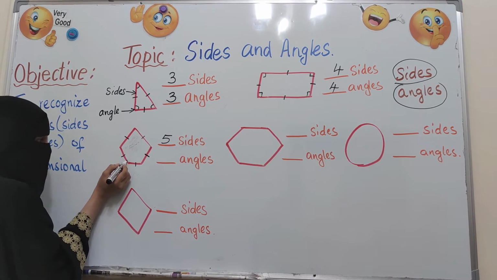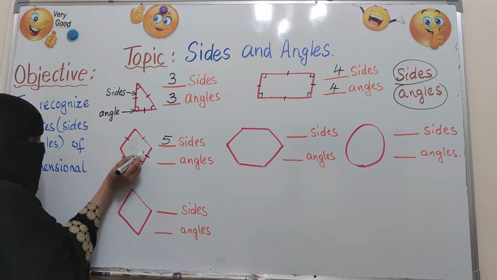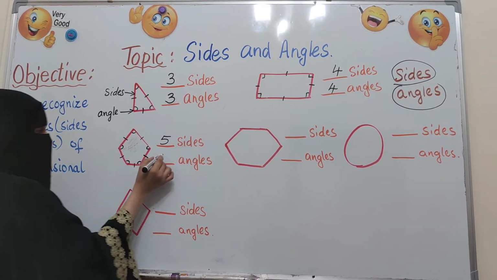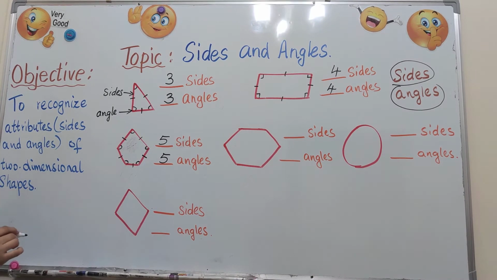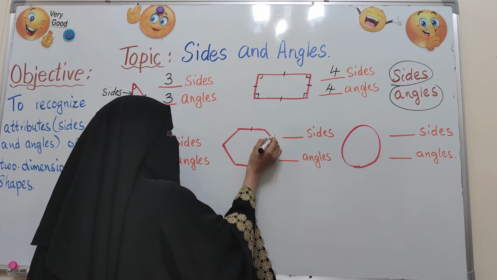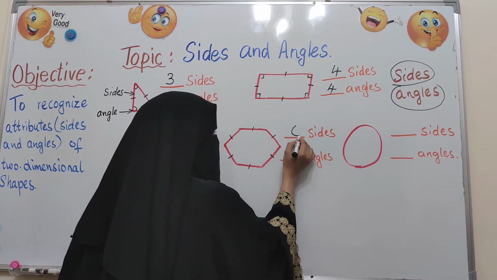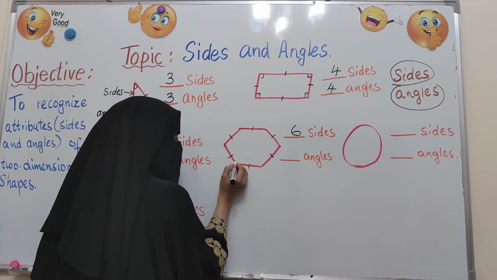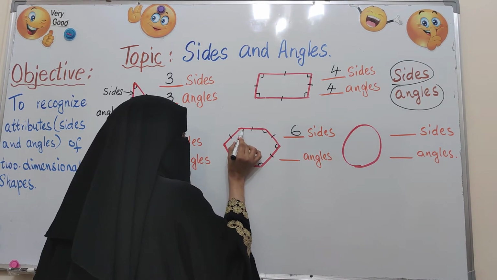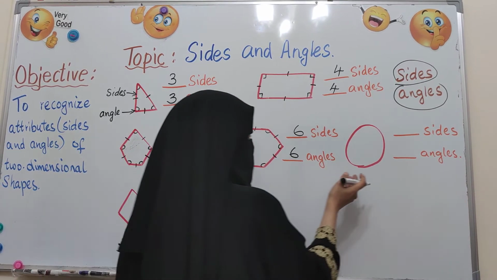For the angles, this one is the angle. 2 lines meeting at a point. 1, 2, 3, 4, 5. I got 5 angles. Now for this shape I need to see the sides again. 1, 2, 3, 4, 5, 6. 6 sides. Angles. 1, 2, 3, 4, 5, 6. 6 angles. Oops, this is a circle.